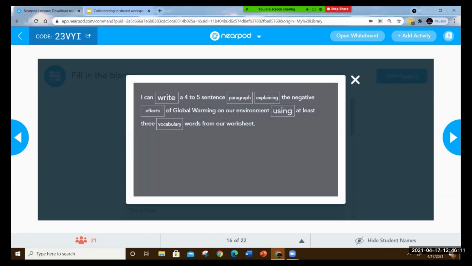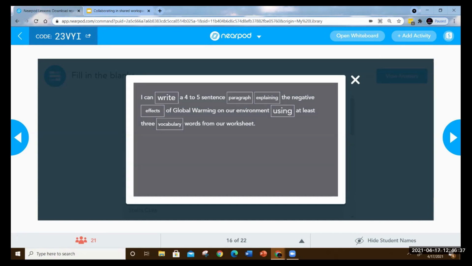The answers that are down at the bottom of your screen that you drag and drop into the blanks, these are the key words of a learning target. For example, write. Write is meaning making, right? It's a verb. Paragraph.